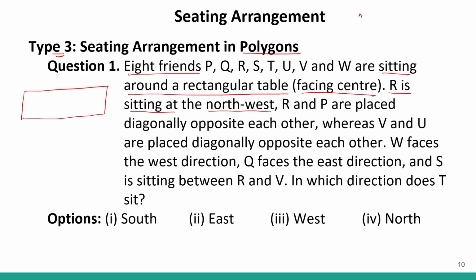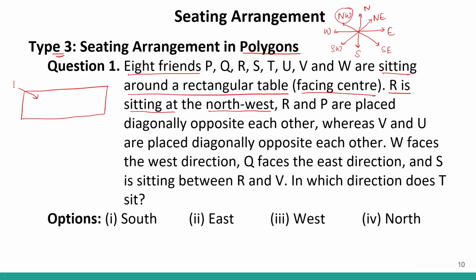If you remember the direction chart I told you in the previous lectures, we have 4 primary directions: north, south, east, and west. Then we have certain secondary directions. Secondary directions are northeast, southeast, southwest, and northwest. Correct? In the question, it is given to us that R is sitting at the northwest. So northwest is this position. So in this table, which corner will be the northwest? In this table, this will be the northwest.